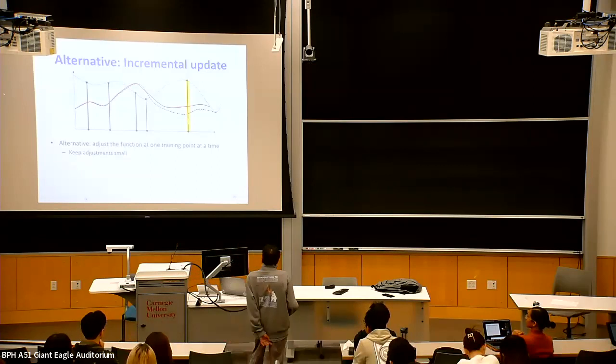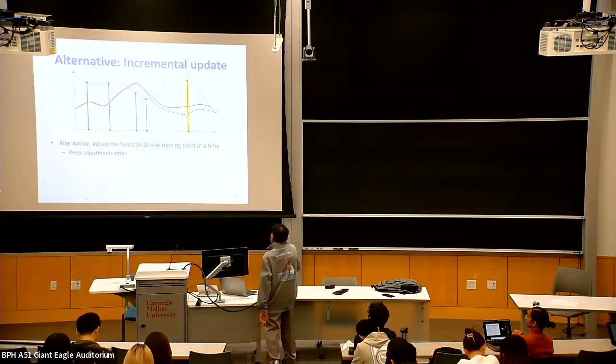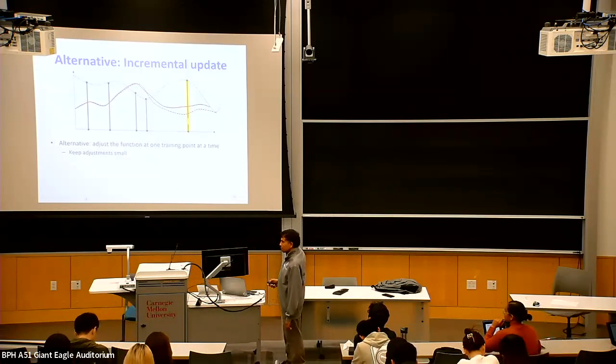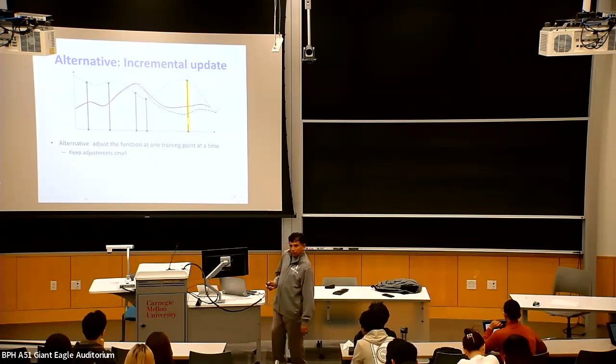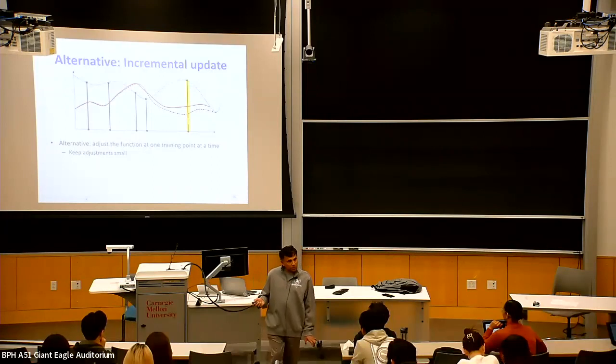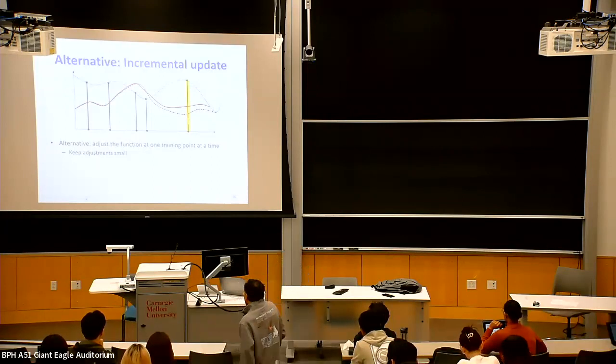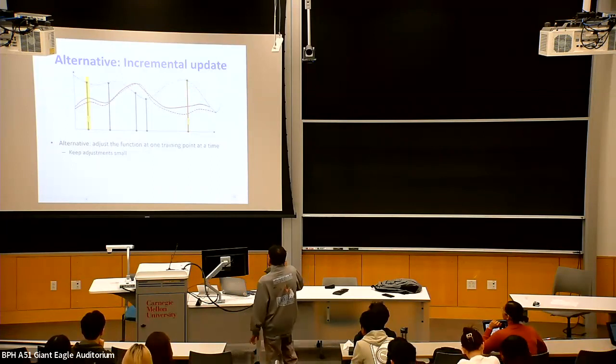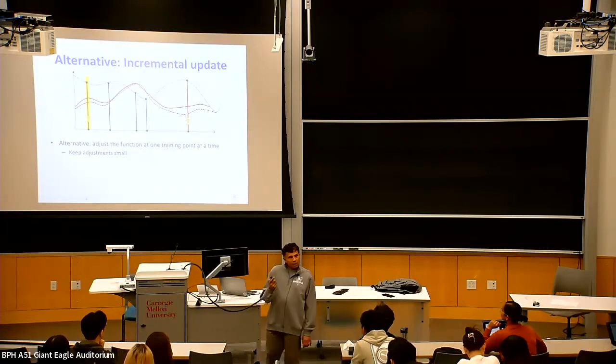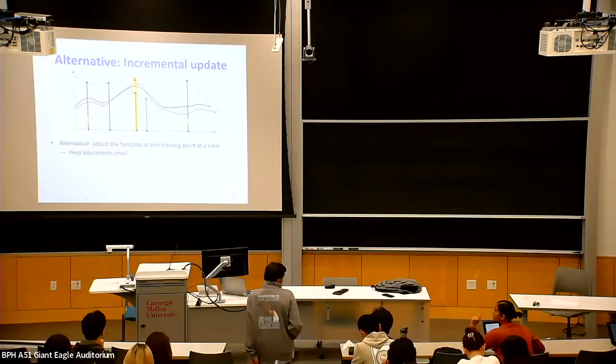And so adjust the function at one training point at a time, but keep the adjustments small. So maybe pick up this point, and then you push up the function just at that one location. Strange things will happen at other locations, but maybe not too much. But this one's going up, right? Then you pick up another location, push that up. And if that's carefully enough done, the place where you corrected it the first time around doesn't get undone too much.